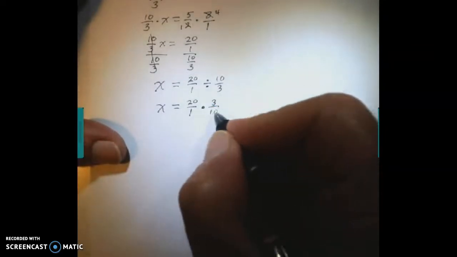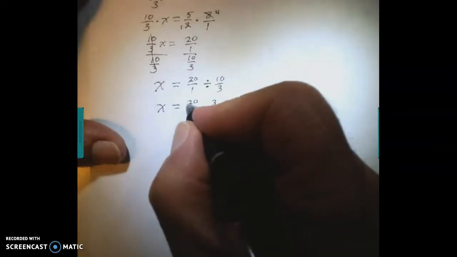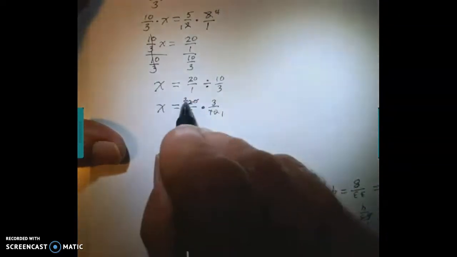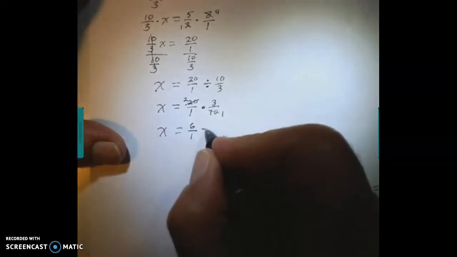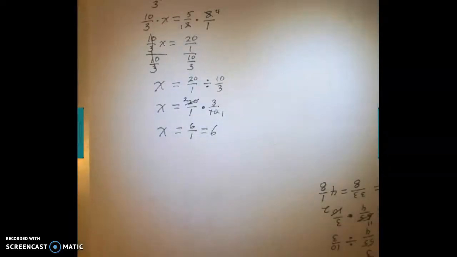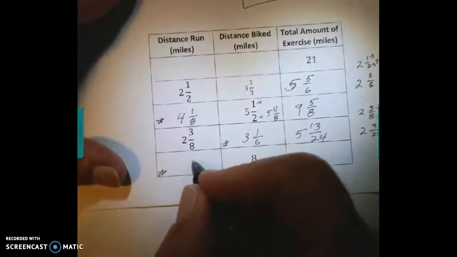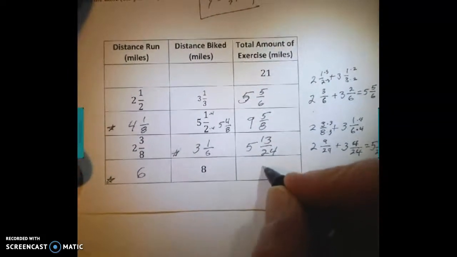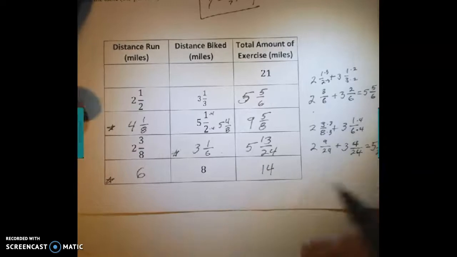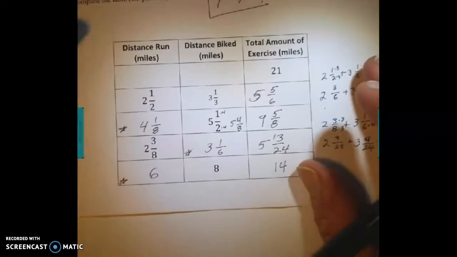10 and 20 can both be divided by 10. 10 divided by 10 is 1. 20 divided by 10 is 2. 2 times 3, I get 6. 1 times 1, I get 1. X is 6 over 1, which is 6. Which then means, oh, that was an easy row to do. I've got a 6 here. 6 plus 8. My total then must be 14. I'm going to go ahead and finish this off.